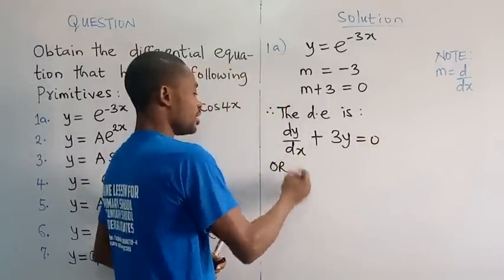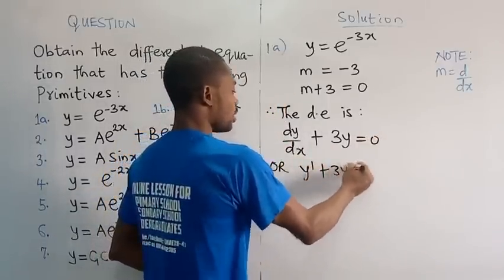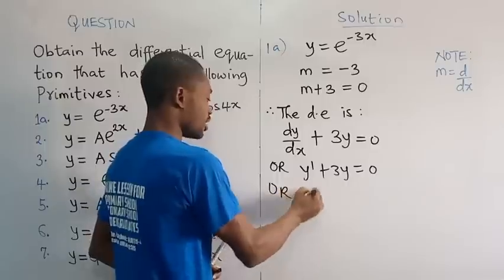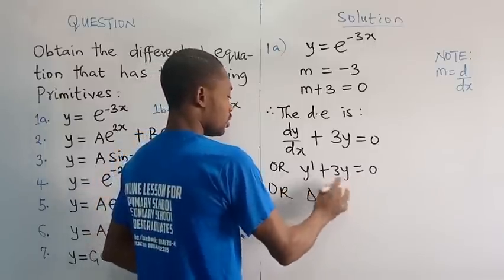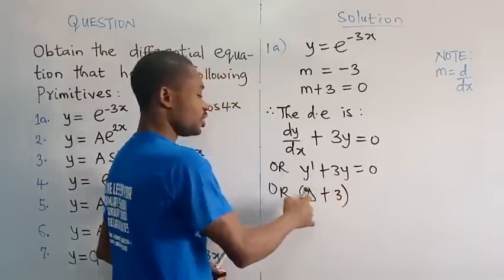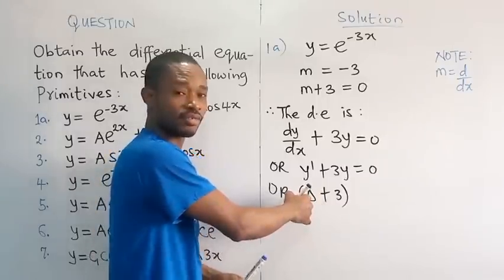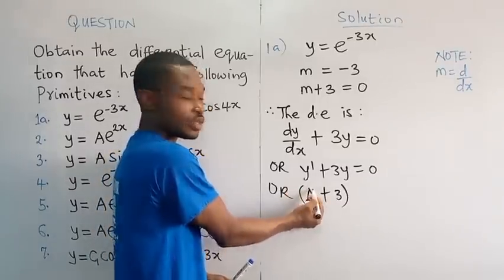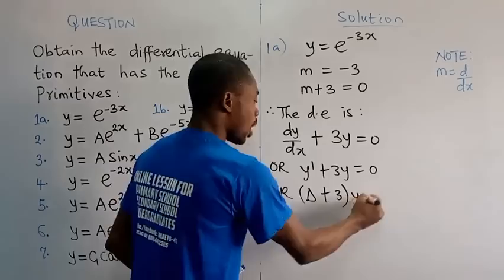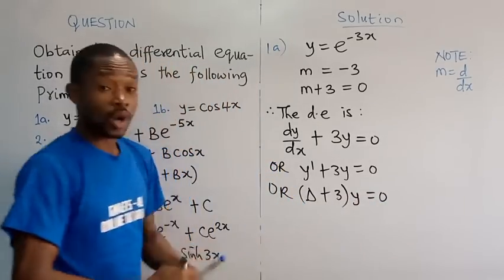You can still rewrite this as y prime plus 3y equal to 0. You can still rewrite it as D plus 3. This capital D here means derivative. It is actually power 1 here, so first derivative. Then I'll put y outside there, equal to 0.